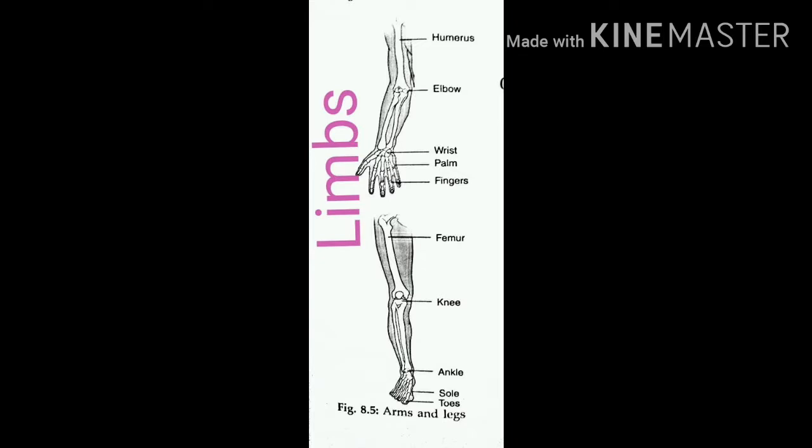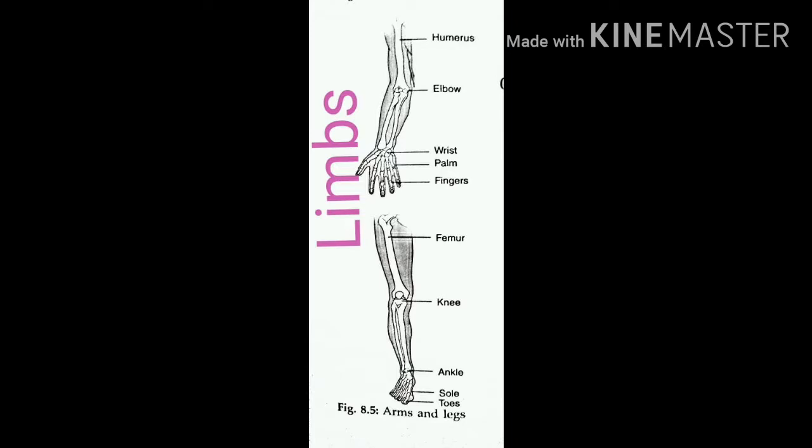Arms are called the forelimbs or upper limbs. See, first image is forelimbs or upper limbs. Next one, legs are called the hind limbs or lower limbs. See that second picture, that one we call a leg.